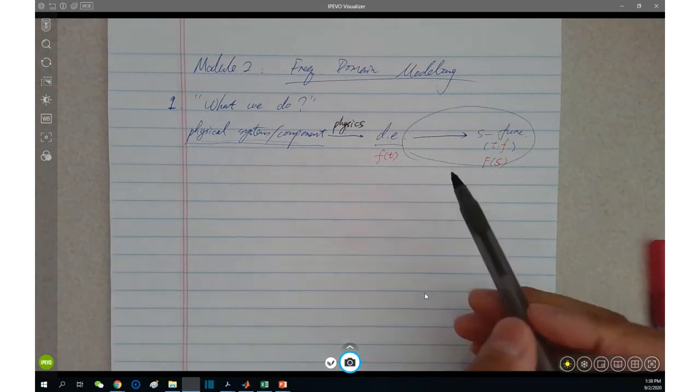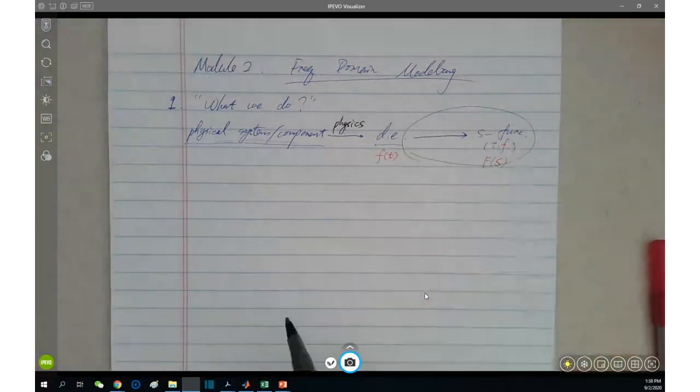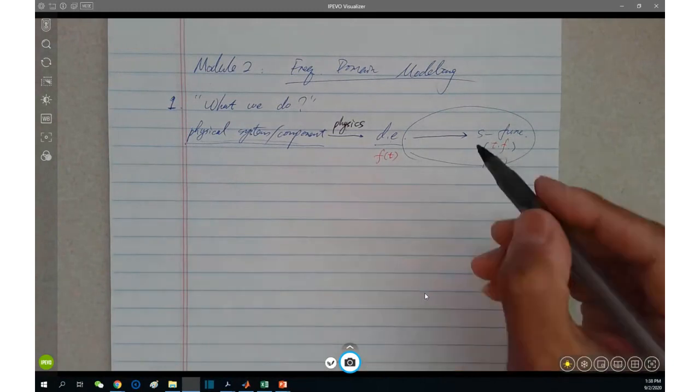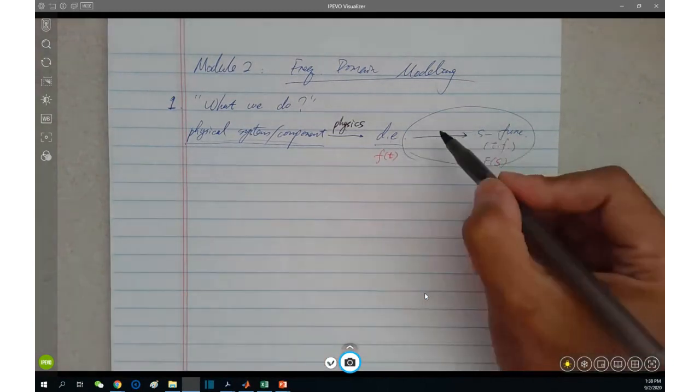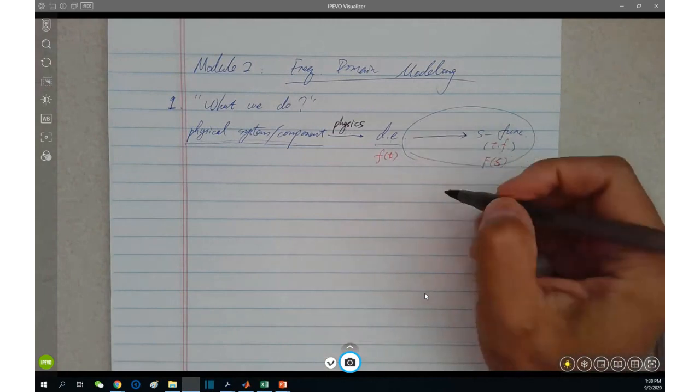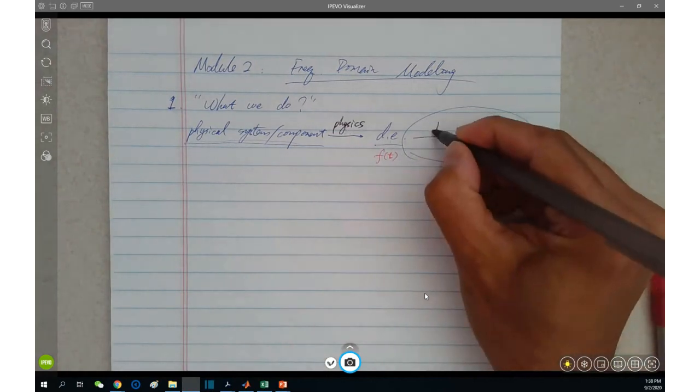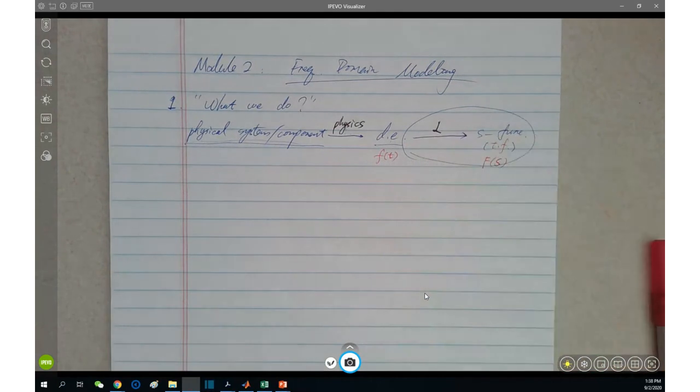The second step, which is our main duty in this module, is how we get the S function, transfer function, from the given differential equation. What we do is, we mentioned this a little bit last lecture, Laplace transform.